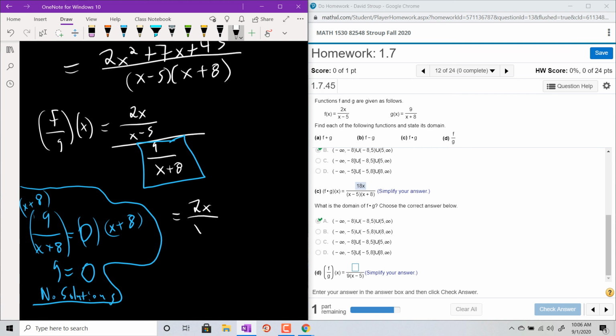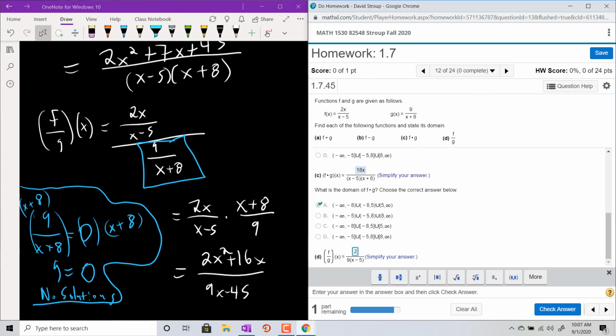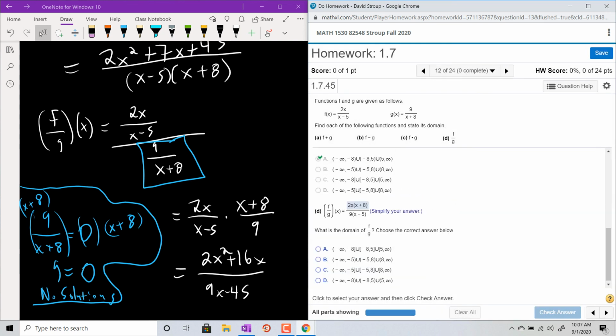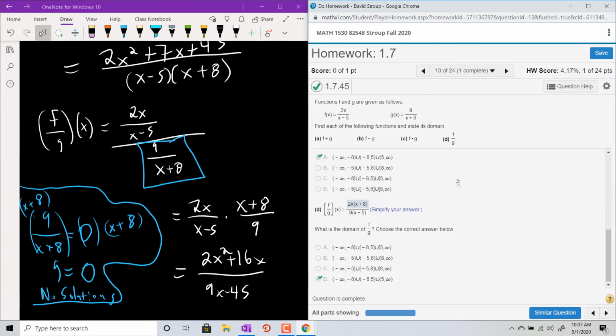This will be 2x over x minus 5 times the reciprocal of the denominator, so x plus 8 over 9. And then we can multiply that out. You get 2x squared plus 16x all over 9x minus 45. They have it factored in the answer, so you could write it factored if you want: 2x times x plus 8. Sometimes it's a little easier to leave it factored. And then the domain is exactly the same as all the other domains, so negative 8 and 5. Is that it? Yeah, okay.